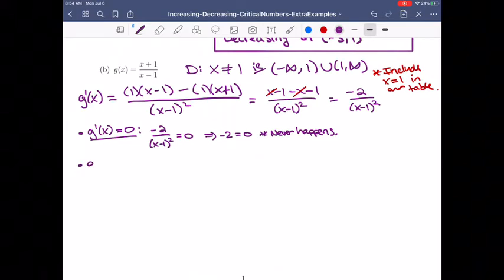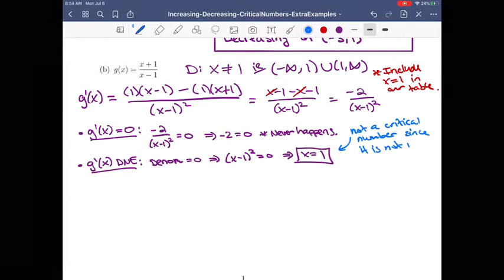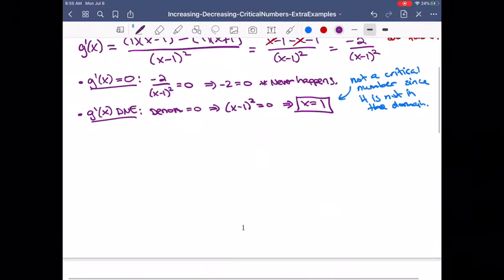Now I want to think, okay, where does the derivative not exist? Okay, well that's going to be when the denominator is 0. Okay, so that's going to be when x minus 1 squared is equal to 0, which is when x equals 1. Now, just want to point out, this is not a critical number, since it's not in the domain. Okay, but we are still going to use it on our table. So in fact, x equals 1 is the only thing we're going to have on our table here.